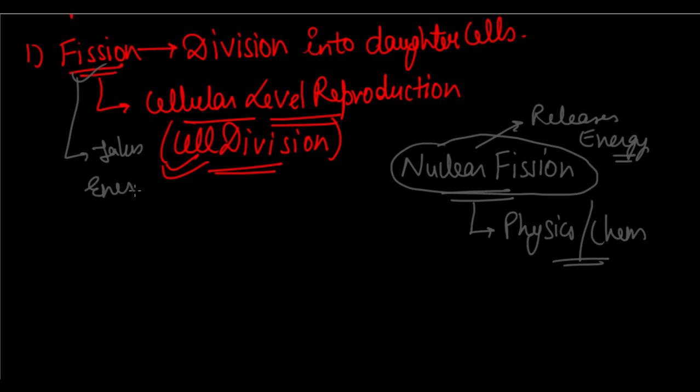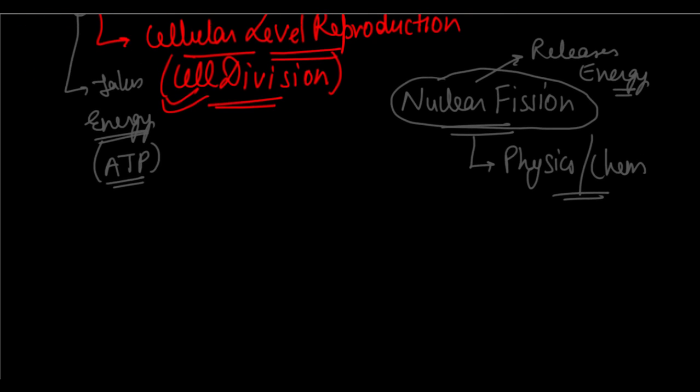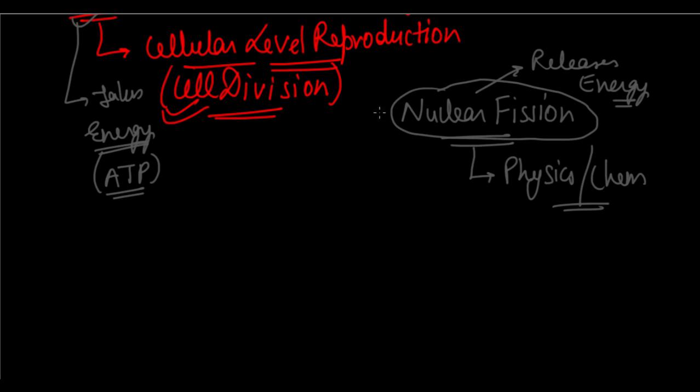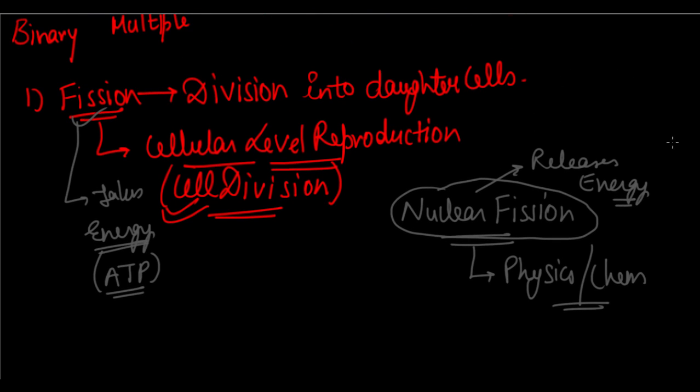And we've discussed in my course on cell division how it basically uses ATP molecules, and with the use of that ATP molecule, the cell ultimately divides into daughter cells, right? So I just want you to remember that they're both different, they're not the same. Some people do get confused, so please don't do that. This is a basic intro of fission, where there is a division into daughter cells, a cellular level of reproduction, and it takes up energy in the form of ATP to do so.